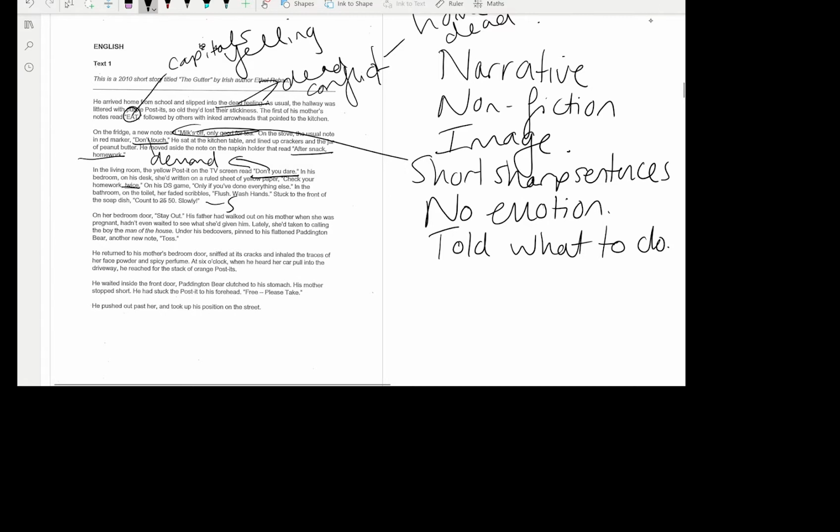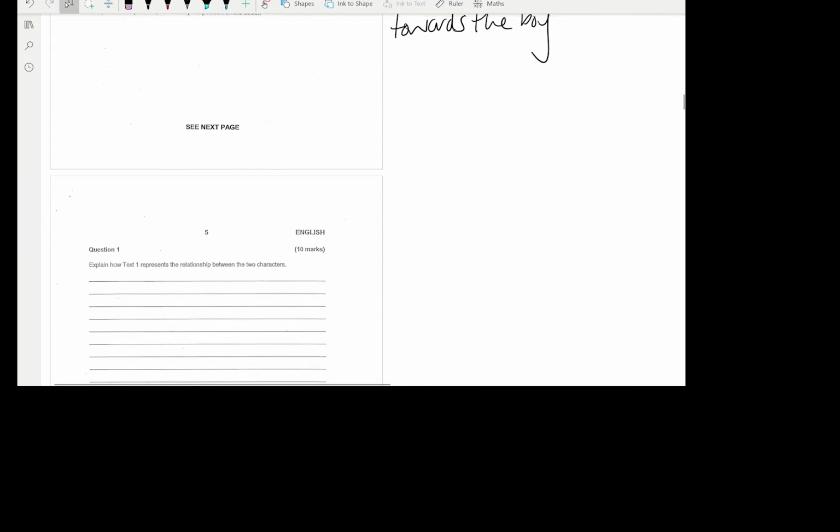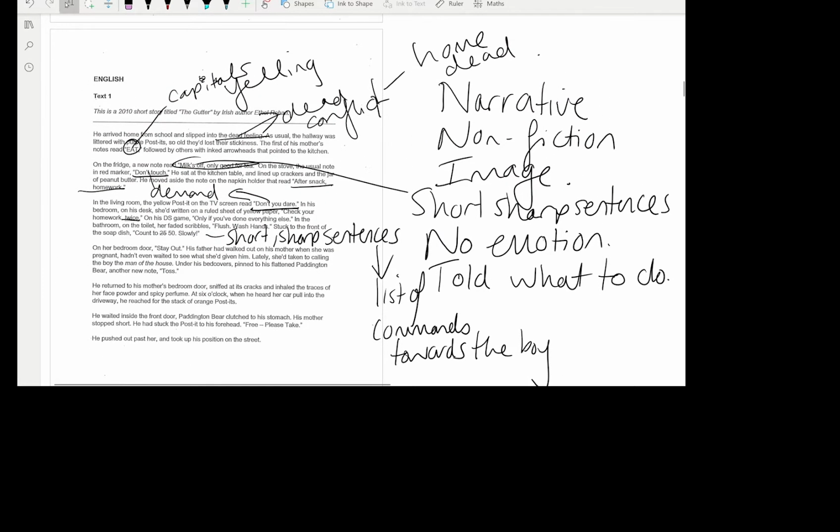So here, there's lots of short, sharp sentences, which starts to read like a list of commands towards the boy. And again, there's been no love and affection yet. So if we look at the question, explain how text 1 represents the relationship between the two characters, we already know. We haven't even read the complete text yet, and we already know that the relationship is distant, it is unloving, it is unkind, and the boy does not feel welcome in his own home.